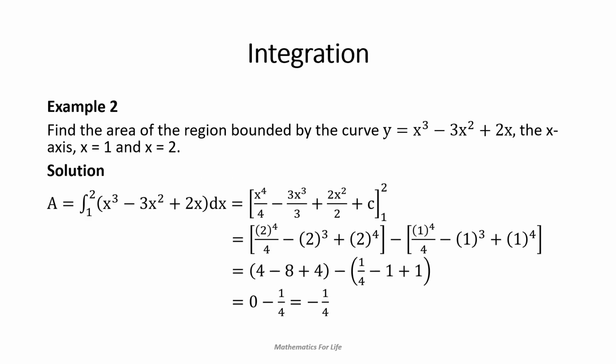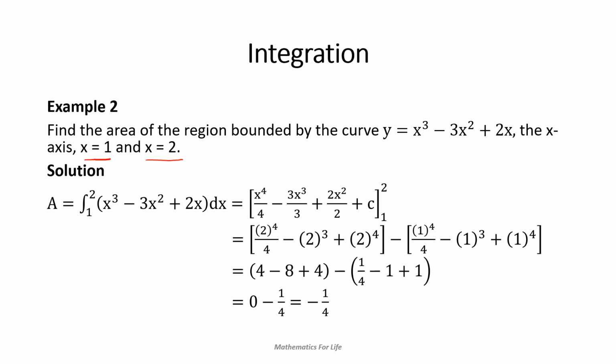Example number 2. Find the area of the region bounded by the curve y = x³ − 3x² + 2x, the x-axis, and x = 1 and x = 2. Now again, we also take note that the limits within which you need to find the area have been provided, and that is x = 1 and x = 2, and also within the x-axis.